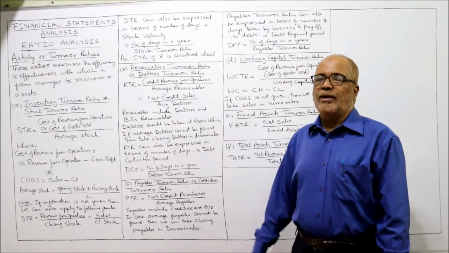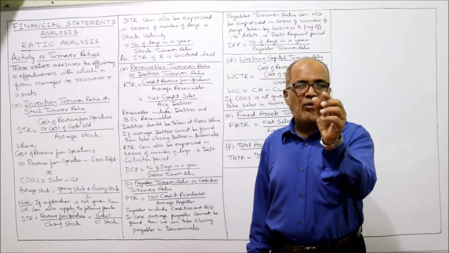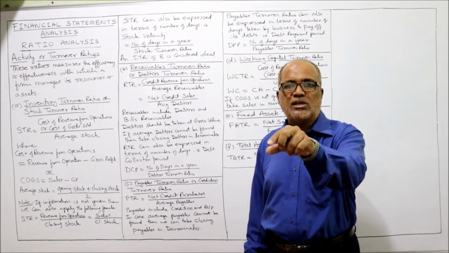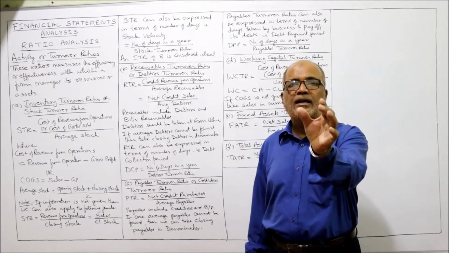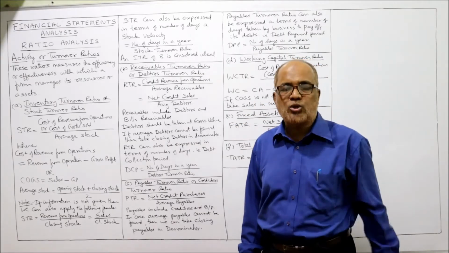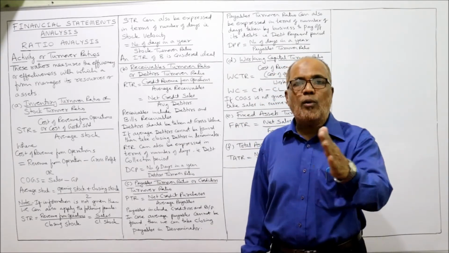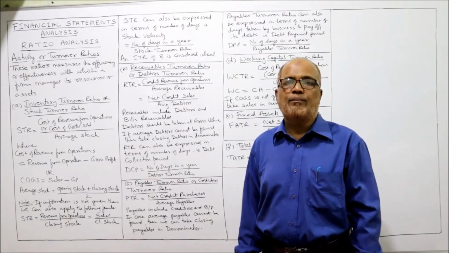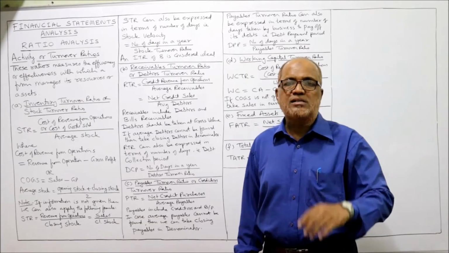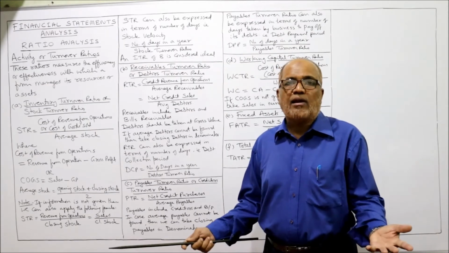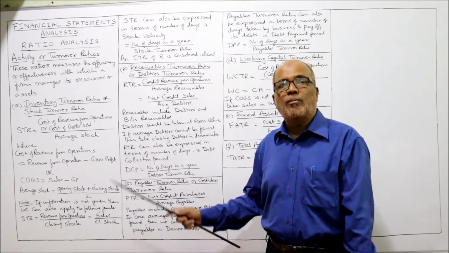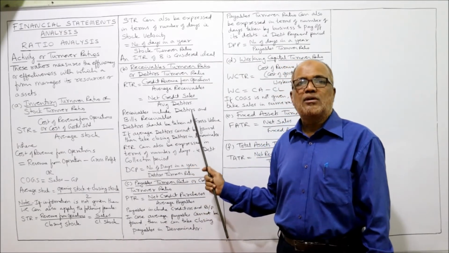Average receivable means opening receivable plus closing receivable divided by 2, or opening debtors plus closing debtors divided by 2. Suppose opening receivables are not given, we cannot calculate average. In that case, in the denominator we take closing receivables.